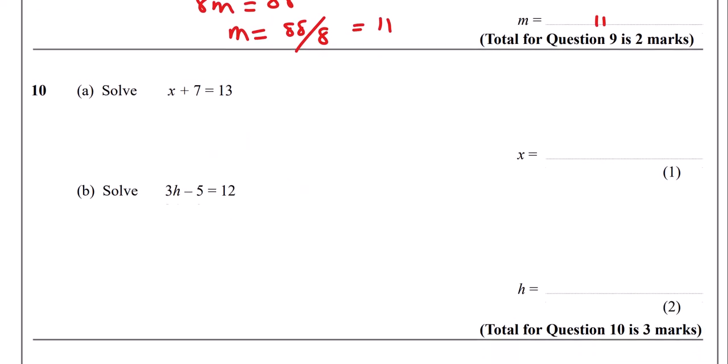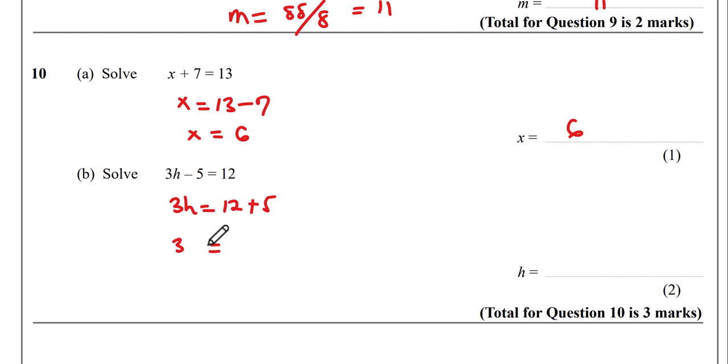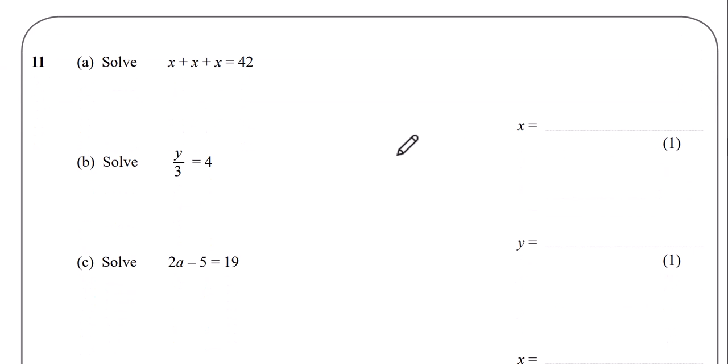Of course, you go to the next question. This is a simple linear equation. So x is going to be 13 minus 7. So x is 13 minus 7, and that's going to be 6. So here is 6. And again here's the minus 5, so you can add 5 on both sides. So 3h is going to be 12 plus 5. So 3h is going to be 17, and h will be 17 divided by 3. I think I want to leave it the way it is, and that's going to be 17 divided by 3.